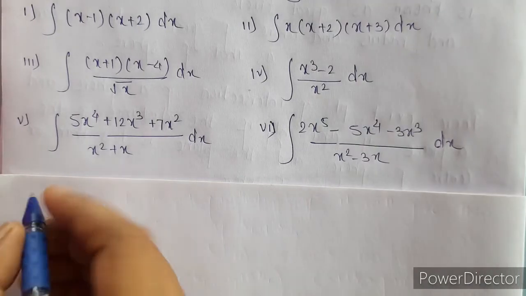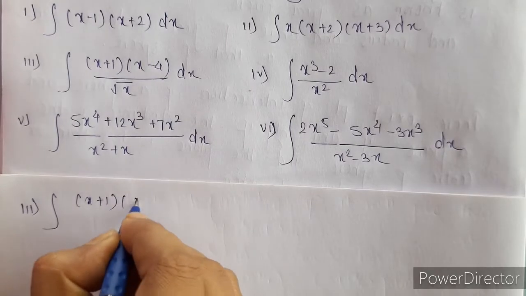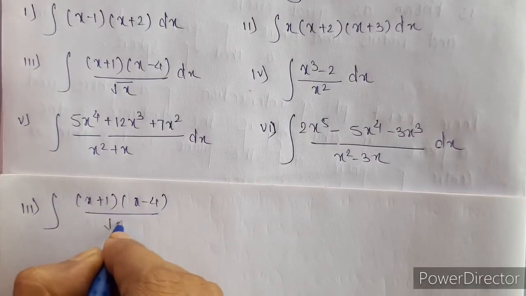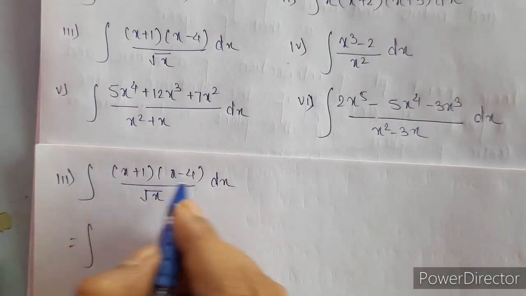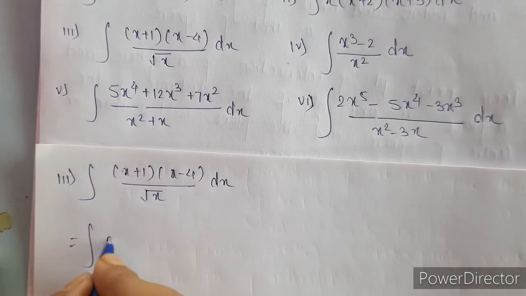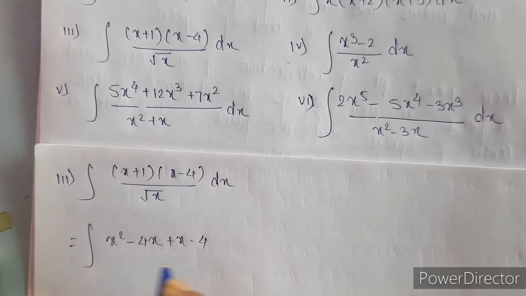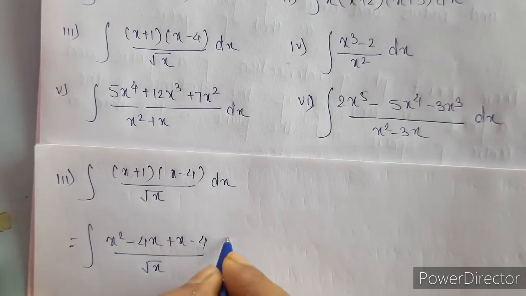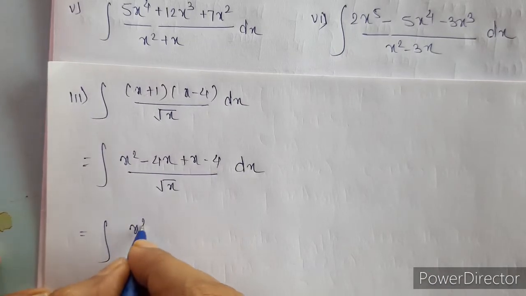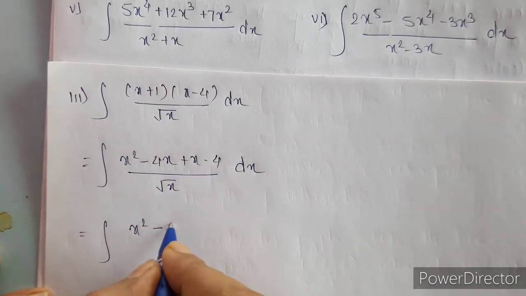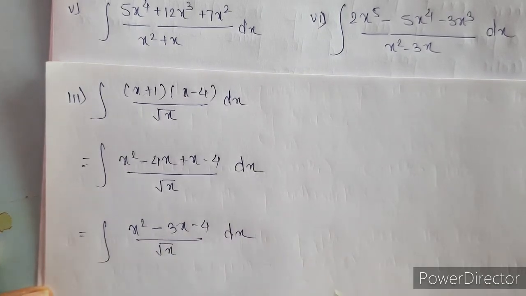Next question, third question. What is given is (x plus 1) into (x minus 4) divided by root of x dx. Let's simplify this. Let's multiply this first. So x into x, x square, minus 4x plus x minus 4 by root x with respect to x. So we can write this as x square minus 4x plus x is 3x minus 4 by root x with respect to x.